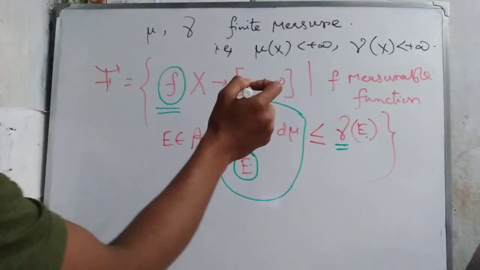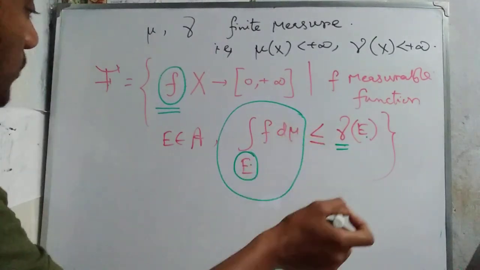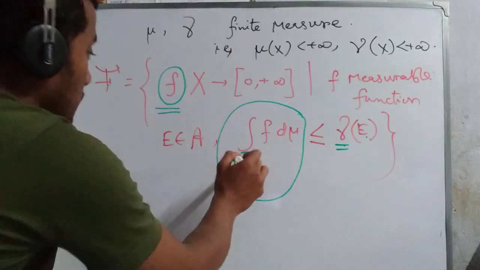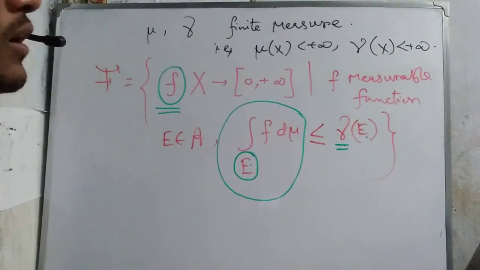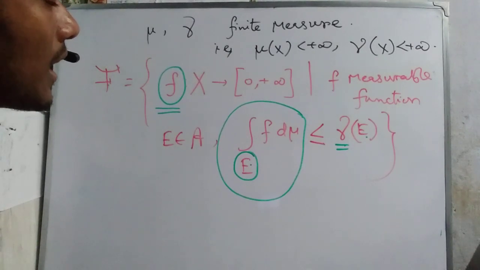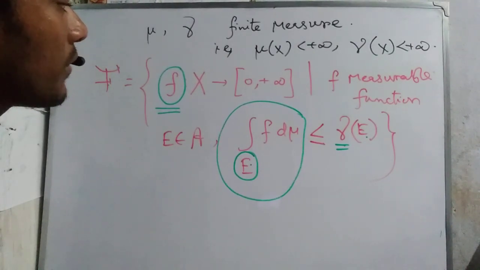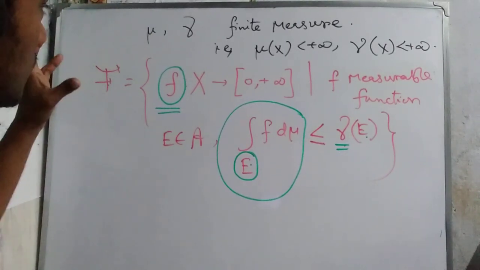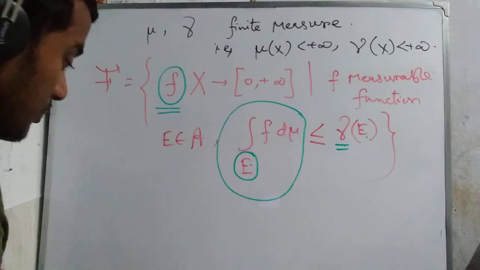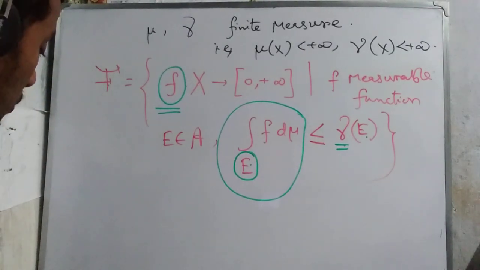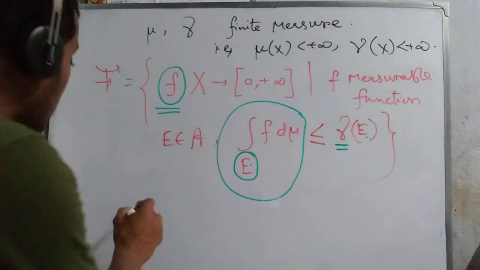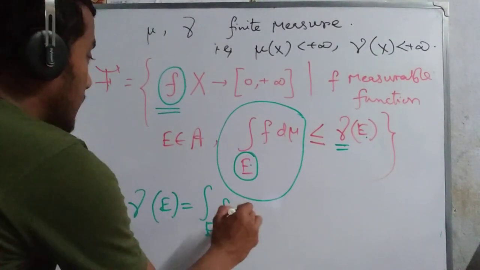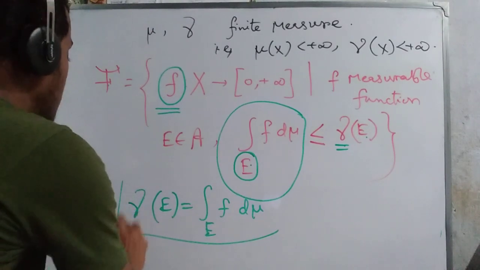Okay, that means the integral of f dμ over E is less than or equal to the measure of this set E. So this one is easily done. Here we conclude this part, because this is needed in the conclusion part.